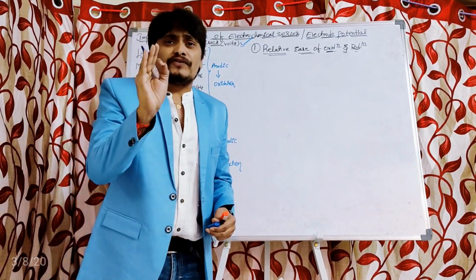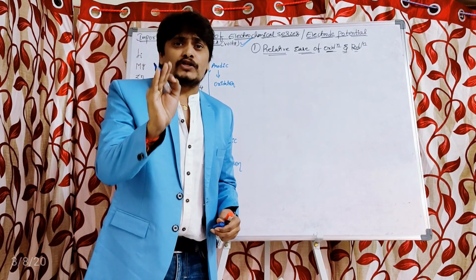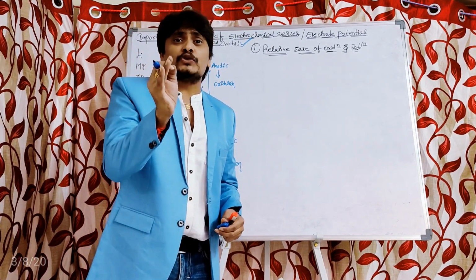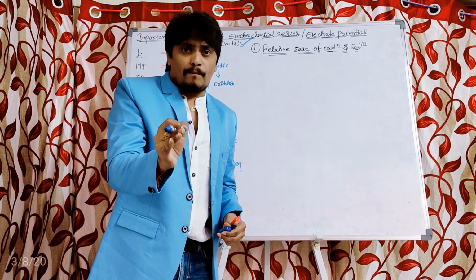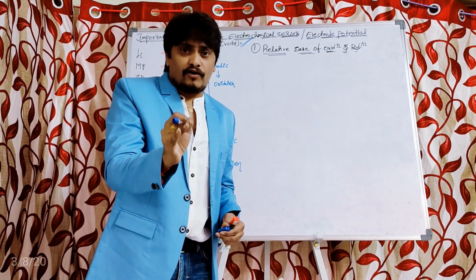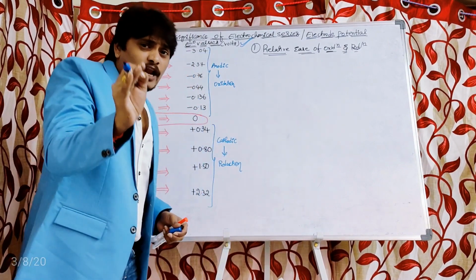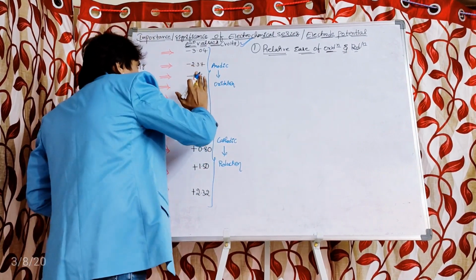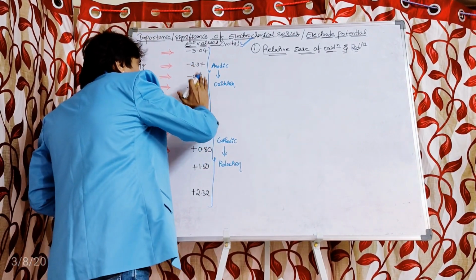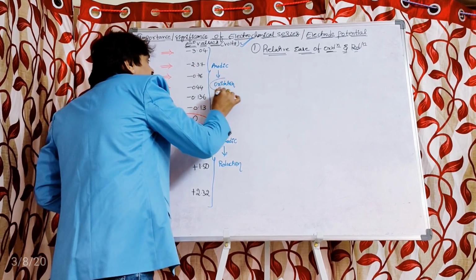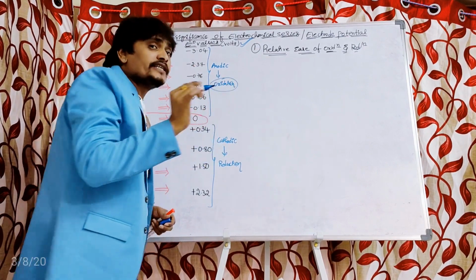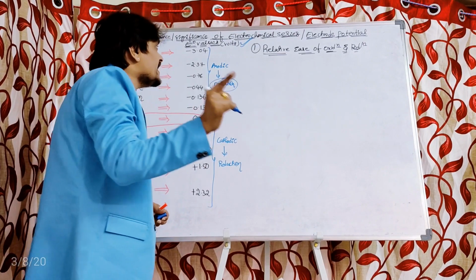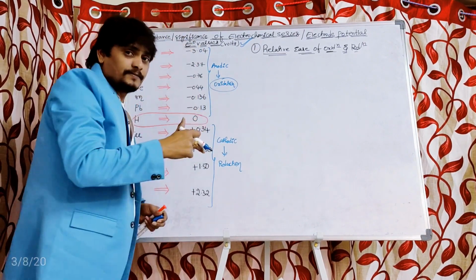Now, none of the substances in nature wants to be in the negative form, in the deficient form. The electrodes which are associated with negative standard reduction potential values undergo oxidation. Why are they undergoing oxidation? Because they are associated with negative values.